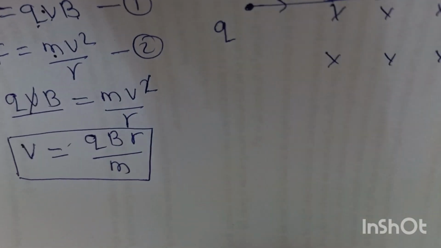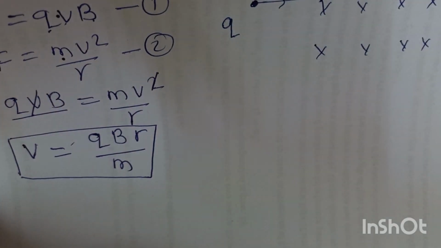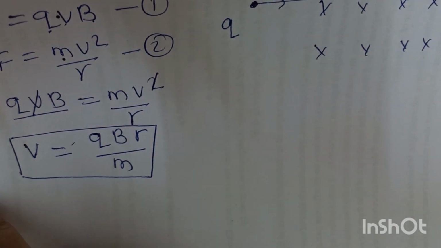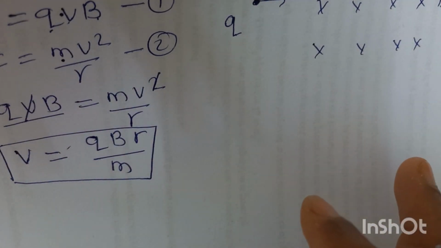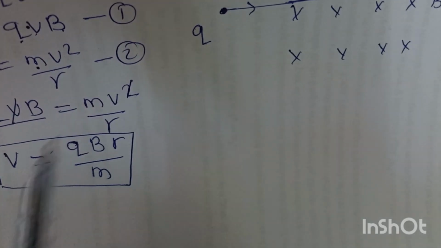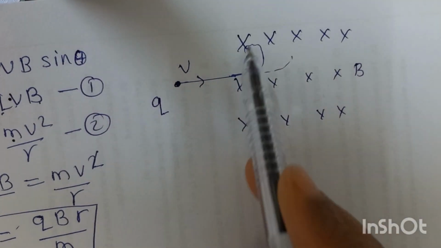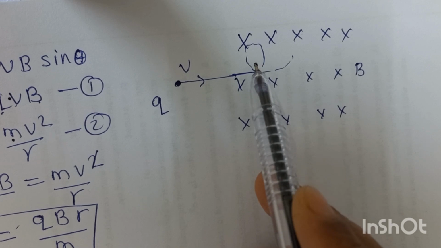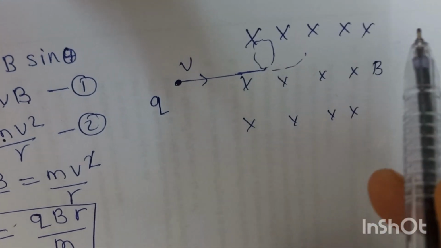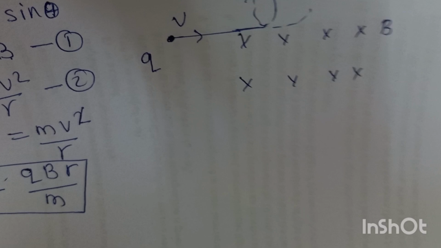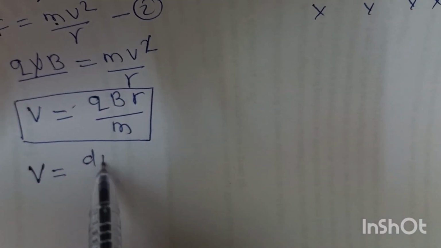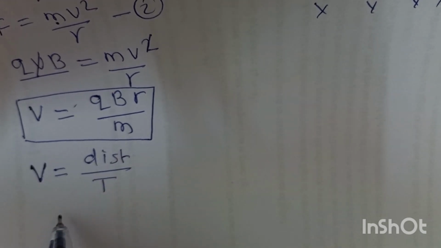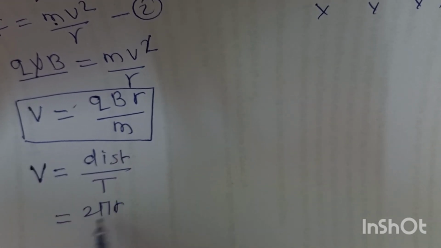But here they are asking in terms of time period. So, velocity we have. Once we get the velocity, we know that velocity is equal to distance by time. This acquires a circular path, that means the circular path length is nothing but the circumference, and that circumference is nothing but 2 pi r. So we can write the velocity formula: velocity v is equal to distance by time period T. So here distance is nothing but 2 pi r divided by T. This is nothing but your velocity.